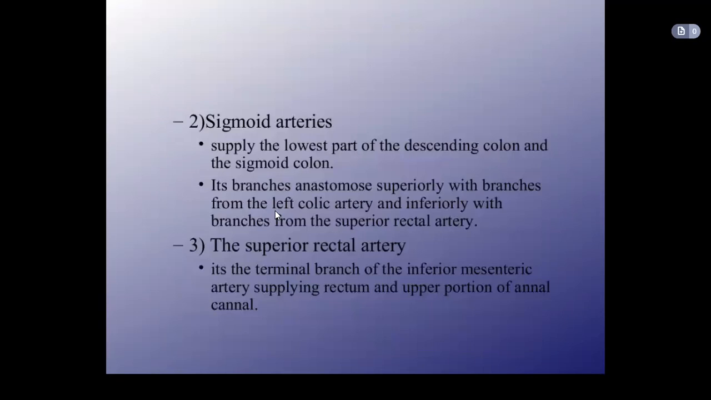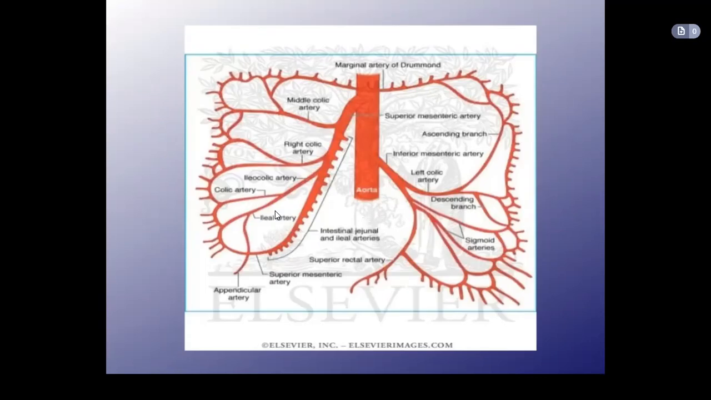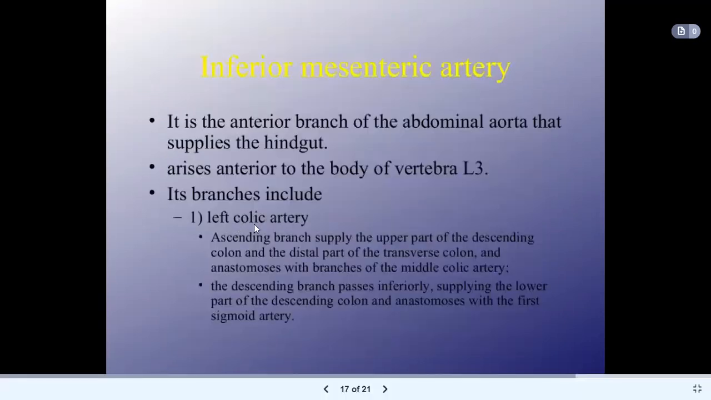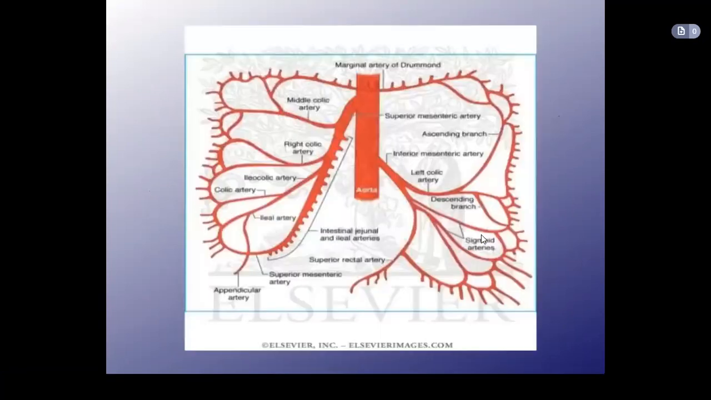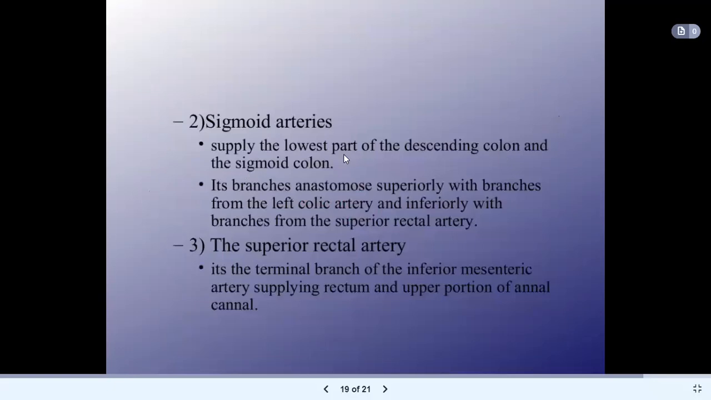So sigmoid arteries. Now let's look at sigmoid arteries. The sigmoid arteries are the second branch of the inferior mesenteric artery. Remember, we said that the first branch of the inferior mesenteric artery is the left colic artery, which supplies the descending colon and the distal part of the transverse colon. So the second branch is the sigmoid arteries. They supply the lowest parts of the descending colon and the sigmoid colon.